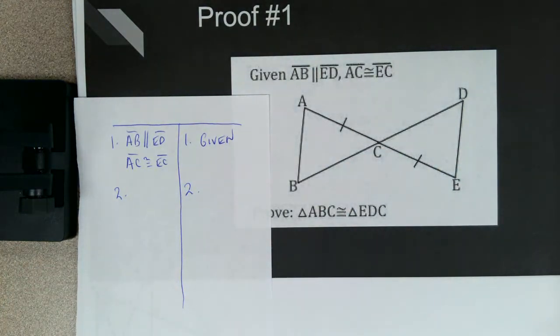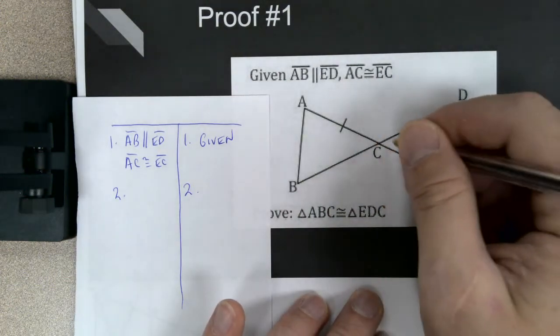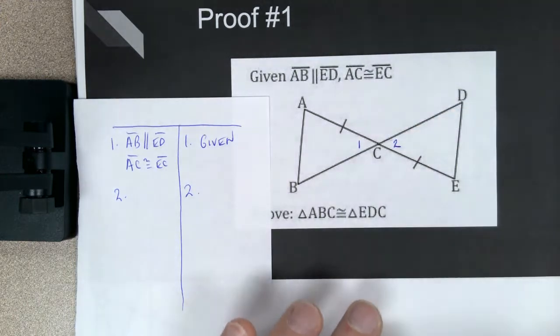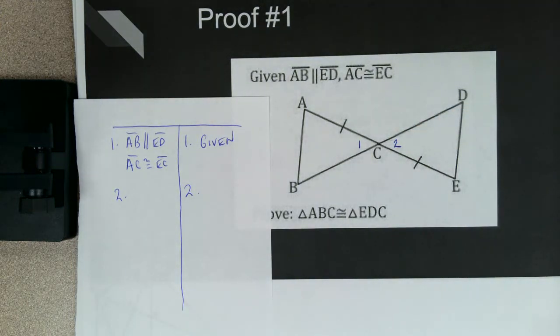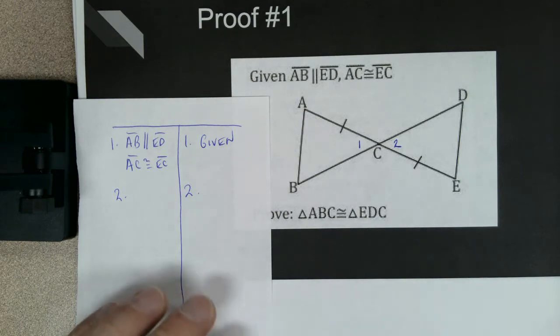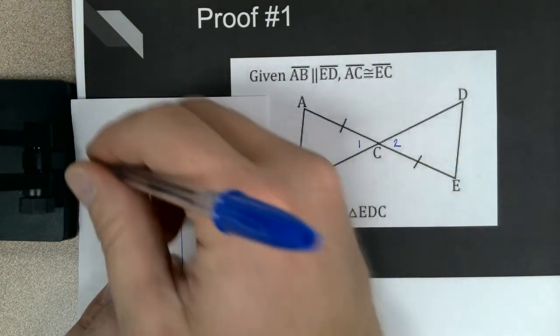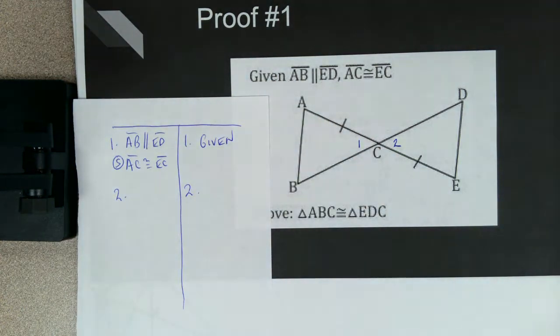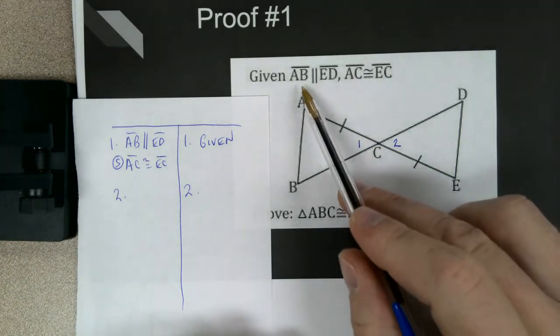Something that I think is always a good idea to do when you're looking at your pictures is, when you notice you've got some vertical angles, put some numbers in there. So I'm going to put a 1 and a 2 on my picture. Because they're telling us AC and EC are congruent, I'm going to put a little S next to that so I know I've got one pair of sides.